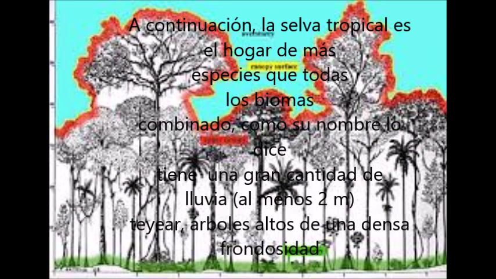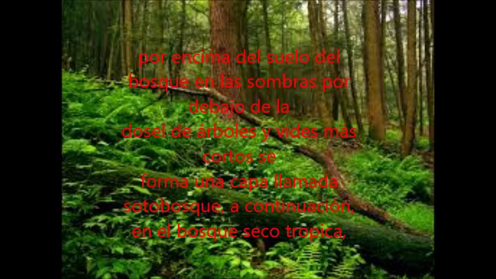Then, tropical rainforests are home to more species than all other biomes combined. As the name suggests, rainforests get a lot of rain, at least 2 meters of it a year. Tall trees form a dense leafy covering called a canopy, from 50 to 80 meters above the forest floor. In the shade below the canopy, shorter trees and vines form a layer called the understory.